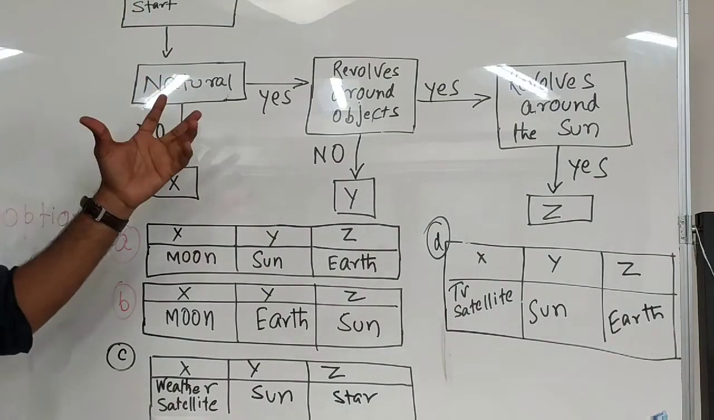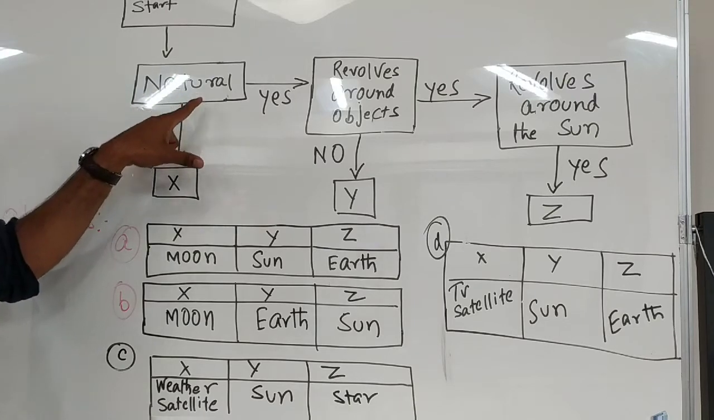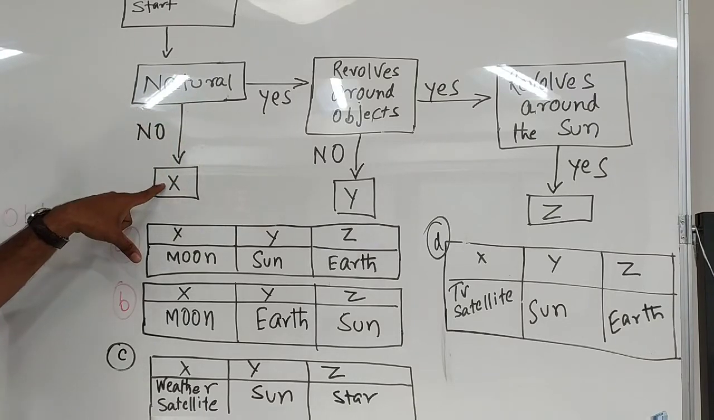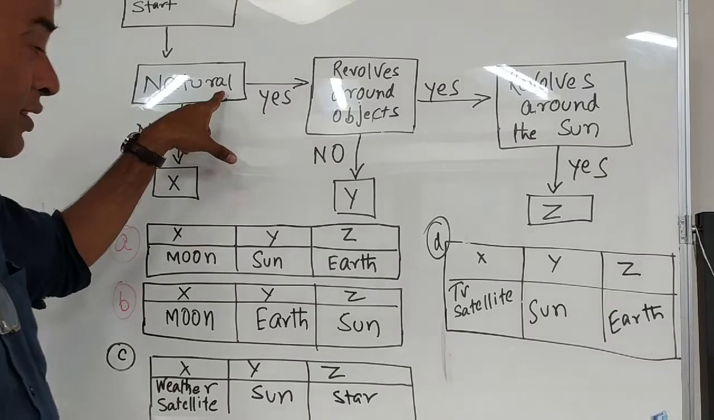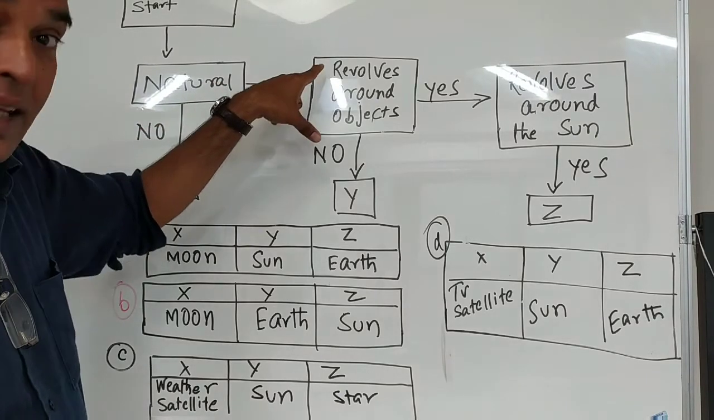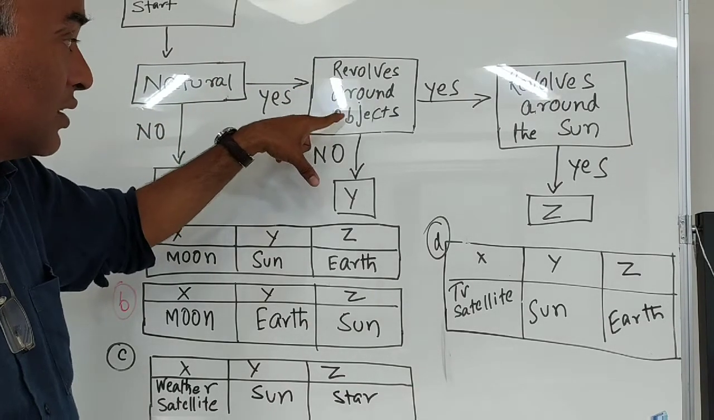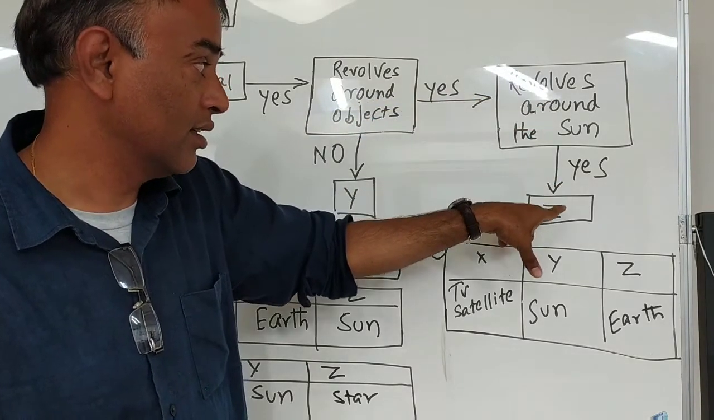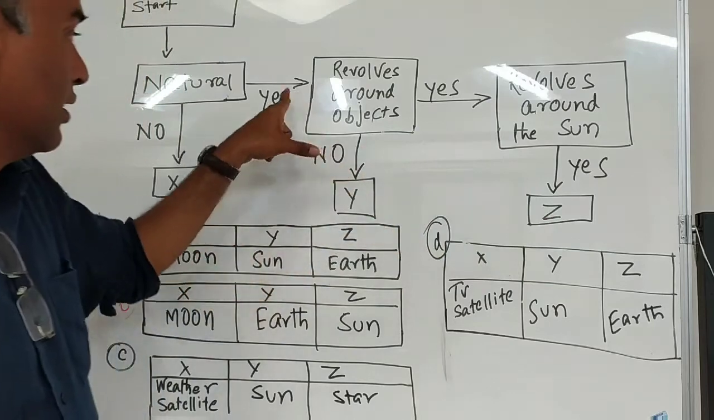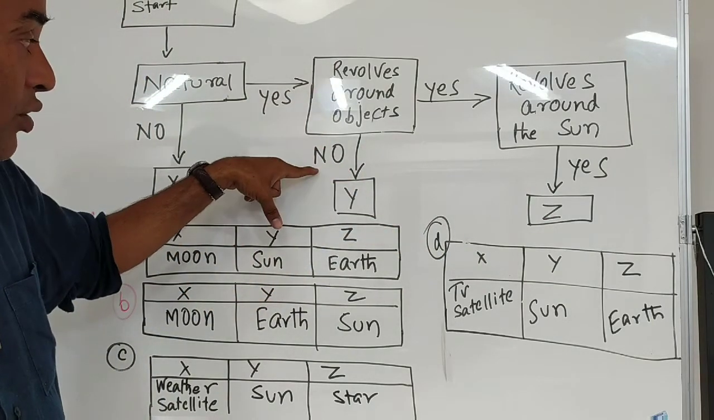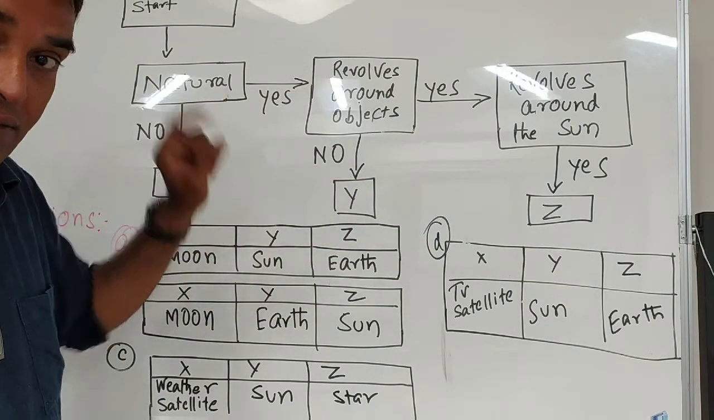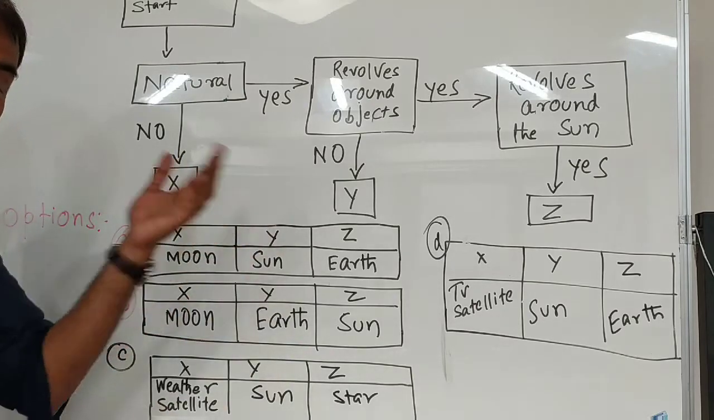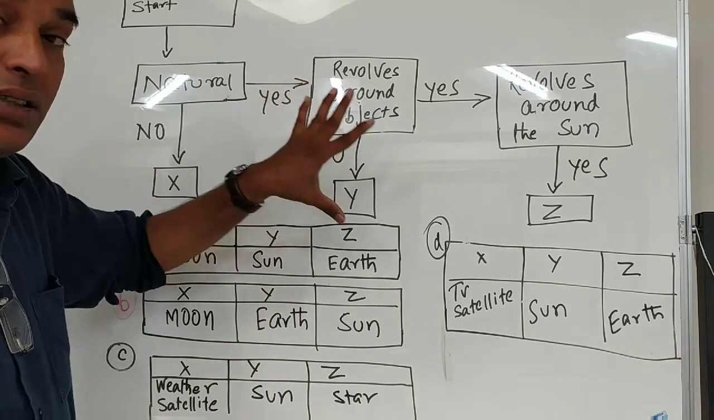That celestial body, that object, is it natural? No. Then your answer is X. Is it natural? Yes. Next condition, revolves around objects? Yes. Revolves around the sun? Yes. Then your answer is Z. Revolves around the objects? No. Then your answer is Y. This is a question. You can give it to your children. So you can look at it carefully.